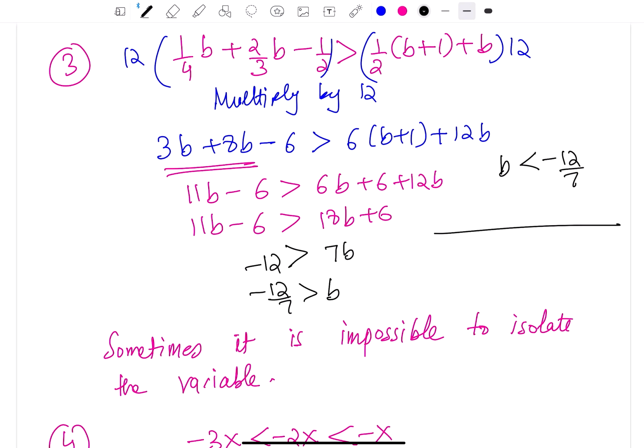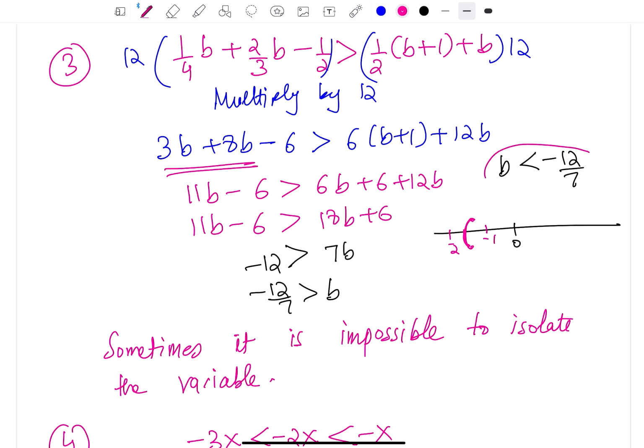Now let's graph it and also write it in interval notation. So in this case, there's no equal sign. That means I will be using an open parenthesis when I graph. Negative 12 over 7 is like negative 1 point something. It's close to negative 2. So this is negative 1, this is negative 2. I'm going to say negative 12 over 7 is here.